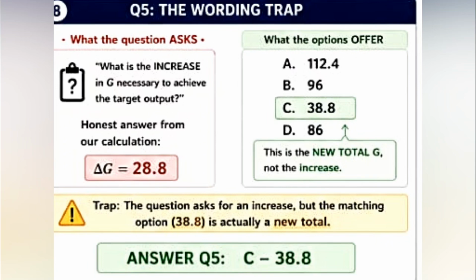So 38.8 isn't the answer to the question as literally worded. It's the new total, which happens to be one of the 4 choices. The actual increase, 28.8, isn't an option at all. This is a wording trap worth flagging for any multi-step macro question. Always solve for exactly what's asked in the model's own terms first, then go looking for it in the options.